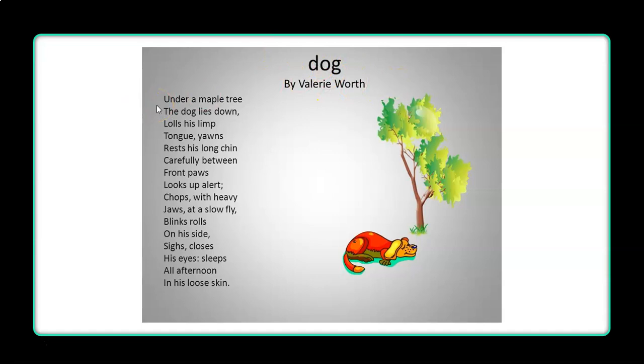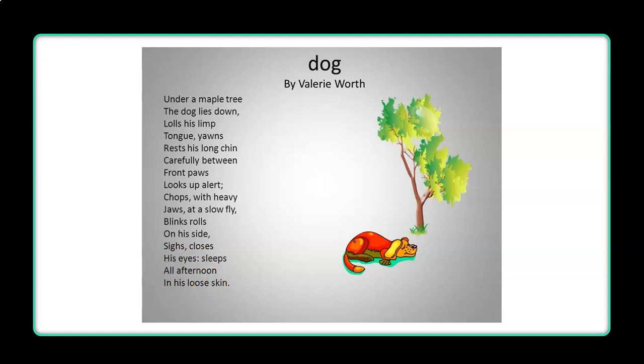Let's start reading. Under a maple tree, the dog lies down, lolls his limp tongue, yawns, rests his long chin carefully between front paws, looks up alert, chops with heavy jaws at a slow fly, blinks row on his side, sighs, closes his eyes, sleeps all afternoon in his loose skin.